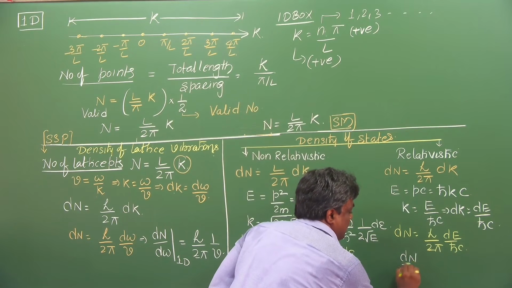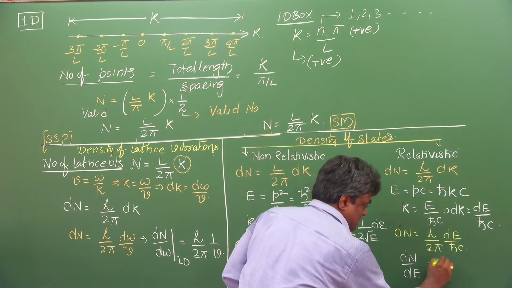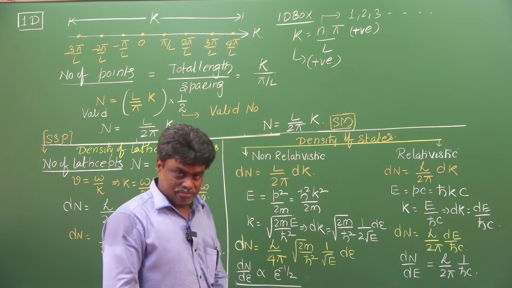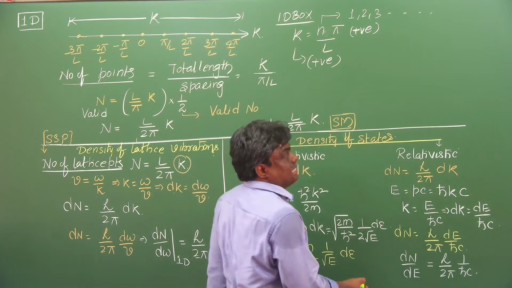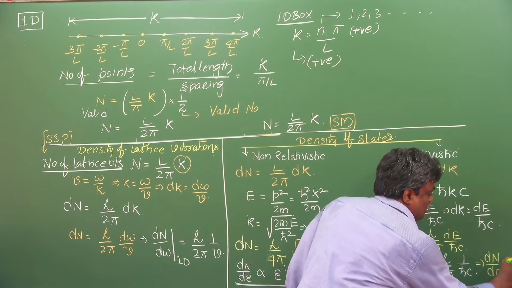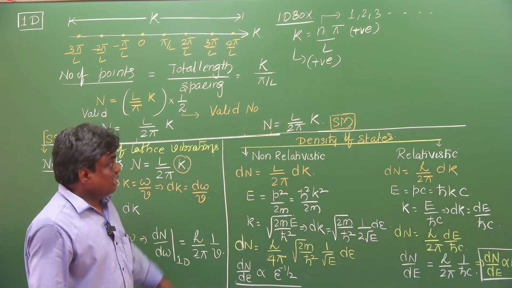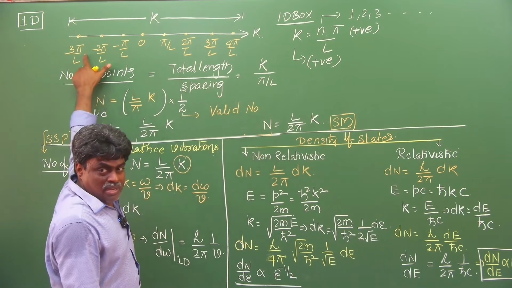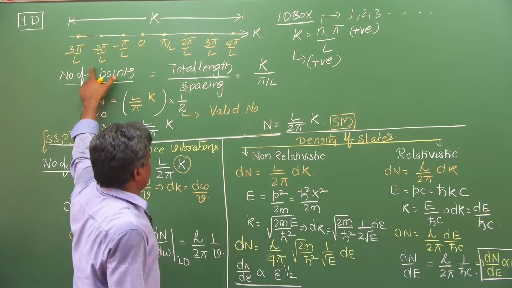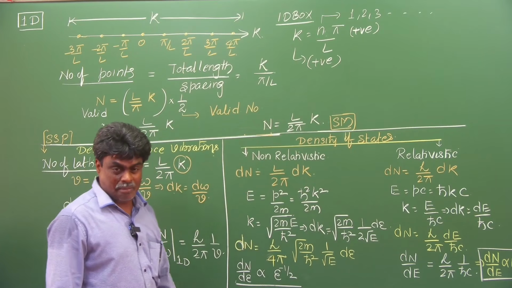Now dn by de, the density of states in one dimension for relativistic, how much? 1 by any energy term, that implies dn by de is proportional to energy power 0. Density of states, one dimension, relativistic case, independent of energy. One dimension, density of states, non-relativistic, proportional to e power minus 1 by 2.